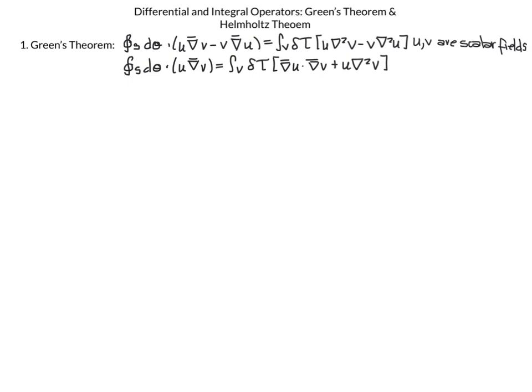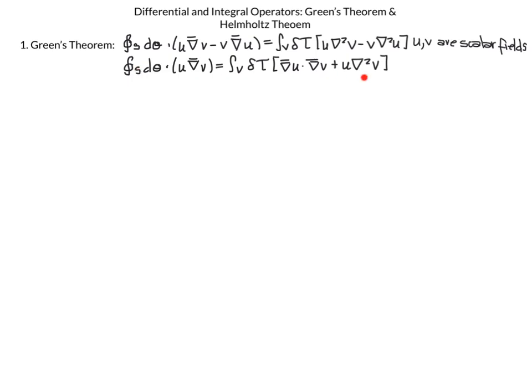And the first thing here is Green's theorem, which is the second form that we use in the proof: the surface integral of u times the gradient of v is equal to the volume integral of the gradient of v dotted with the gradient of u, plus u times the Laplacian of v.